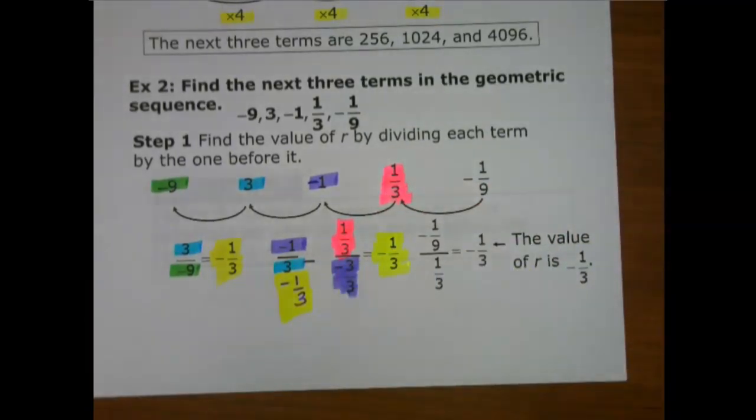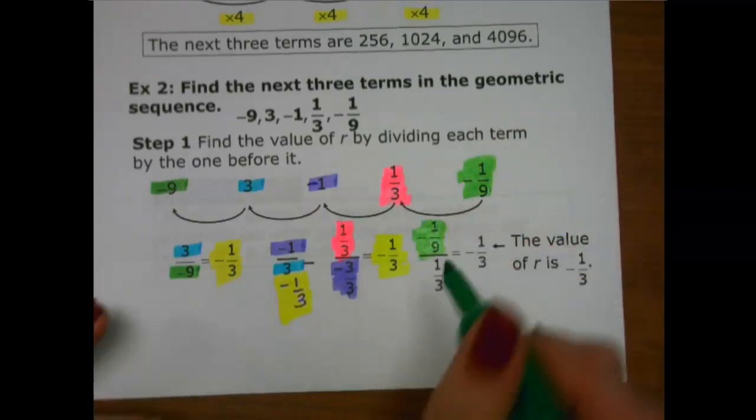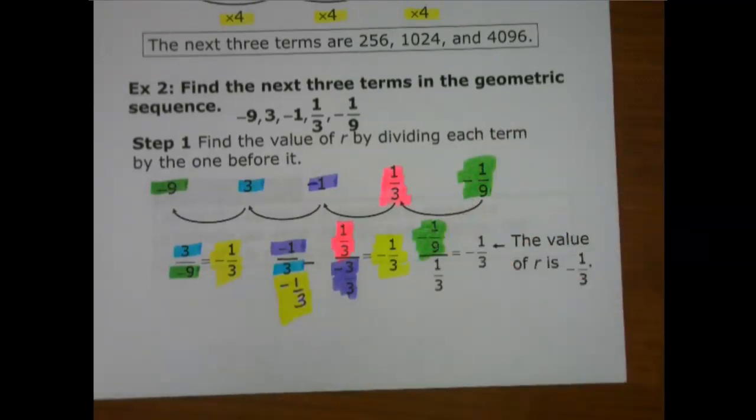And let's check one more just to be safe. And I'm kind of out of colors, so we'll go back to green again. Let's do our -1/9 divided by the term that came before it, the 1/3.